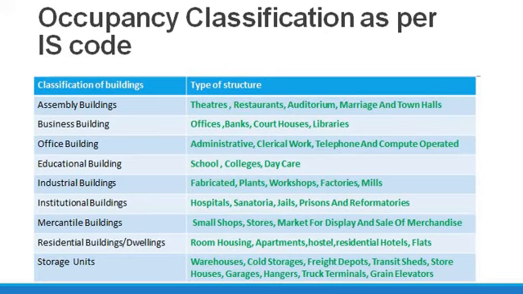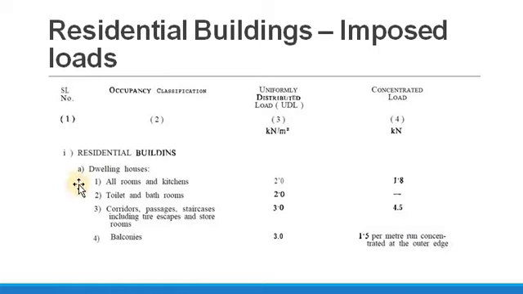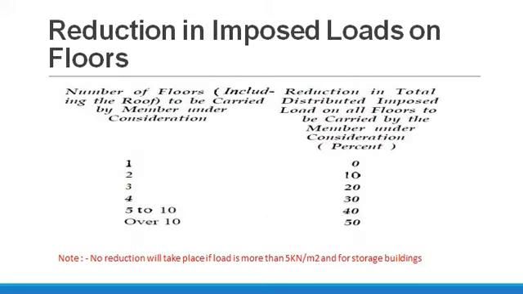Now if I tell you the different loads that we add as imposed load in our total weight, all the rooms and kitchen is generally 2 kilonewton per meter square UDL, and if they are balconies and corridors or toilet bathrooms, they have different loads that we add as the imposed load. Now, reduction in imposed load on floor.